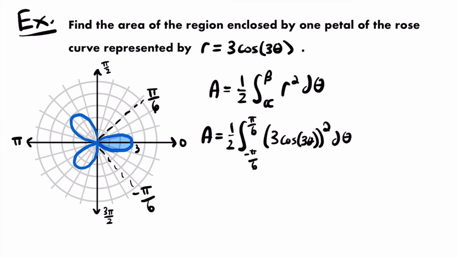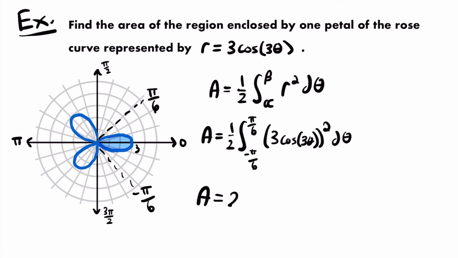But like I've said in the previous two examples, you should always try to take advantage of symmetry if you can, because it will make your integration process a lot easier. In this case, we know that this petal is symmetric about this polar axis. So we can just integrate from 0 to pi divided by 6, and then multiply the area by 2. We'll calculate the area of half of this petal, and then multiply it by 2 to get the area of the full petal. All right, so instead of writing our area like this, I'm going to write it like this.